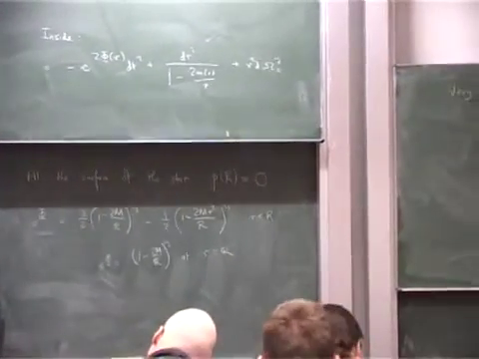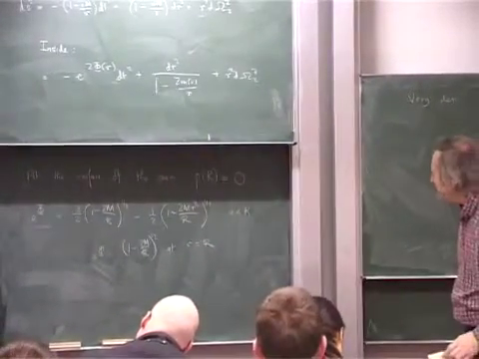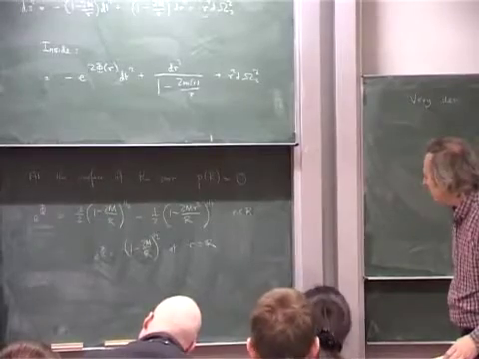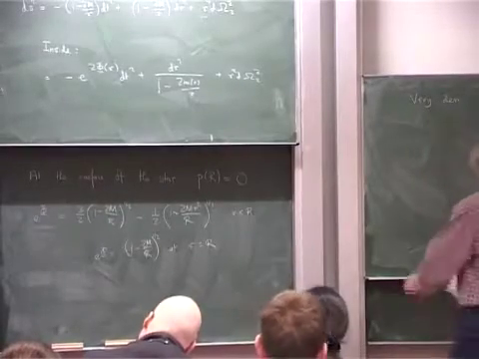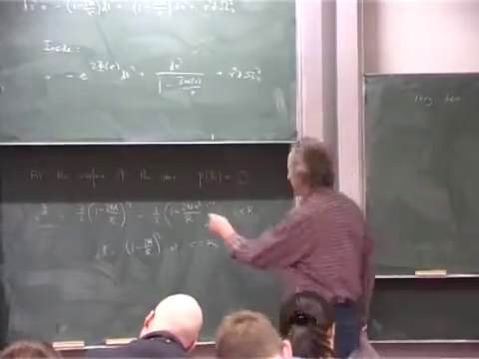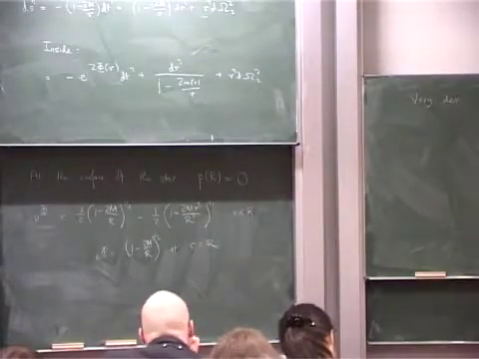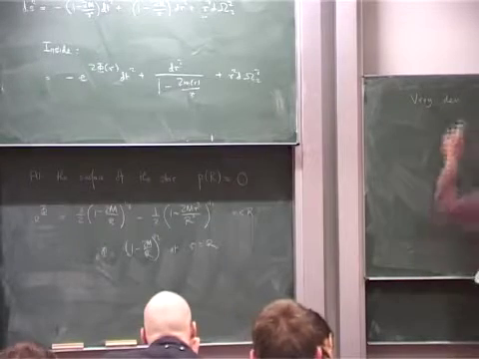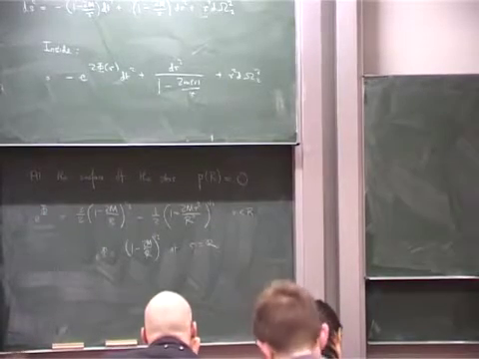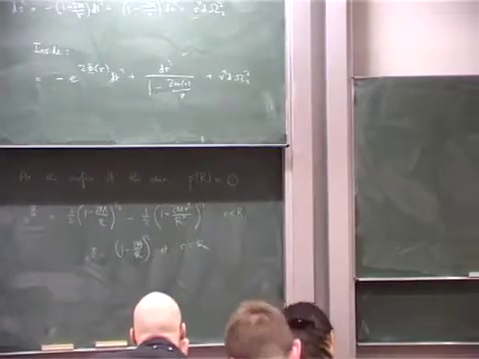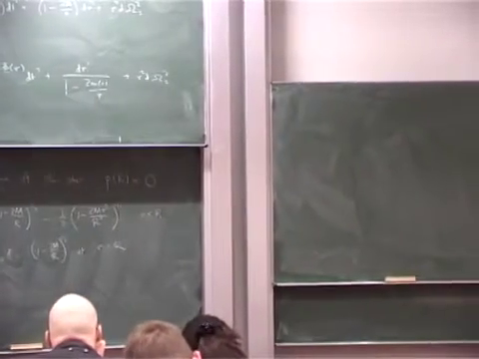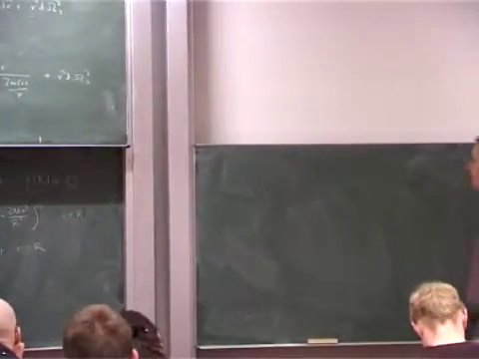Sorry? What have I done wrong? R cubed. Oh yes, absolutely right. Thank you. So, the time component and the radial components of the metric match up smoothly at the boundary.